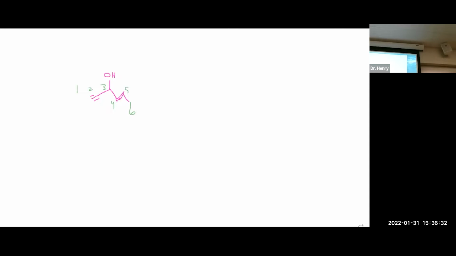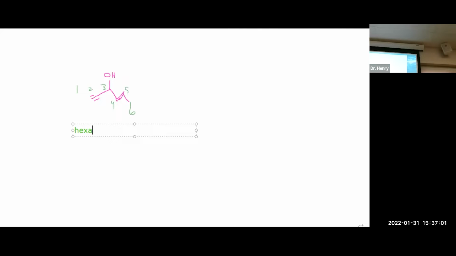Okay, so we have 6 carbons, right? So we know that that's going to be what? 6 carbon chain. Okay, hexa. Now we have double bonds, we have triple bonds, and we have alcohols. So how will we go about doing that?